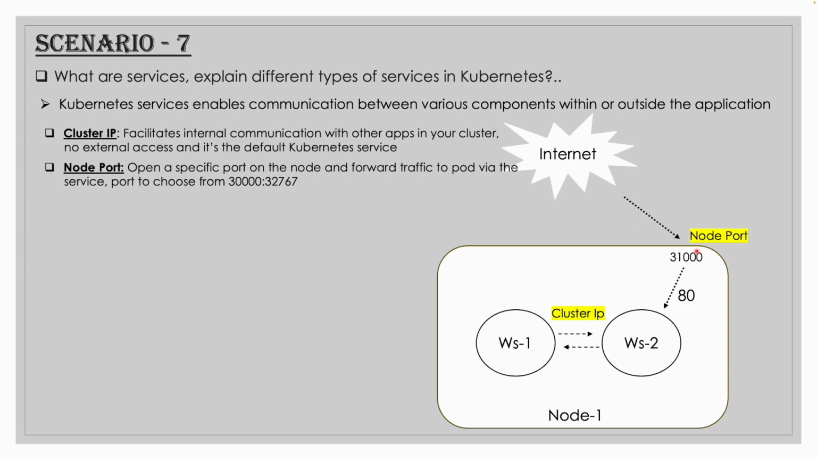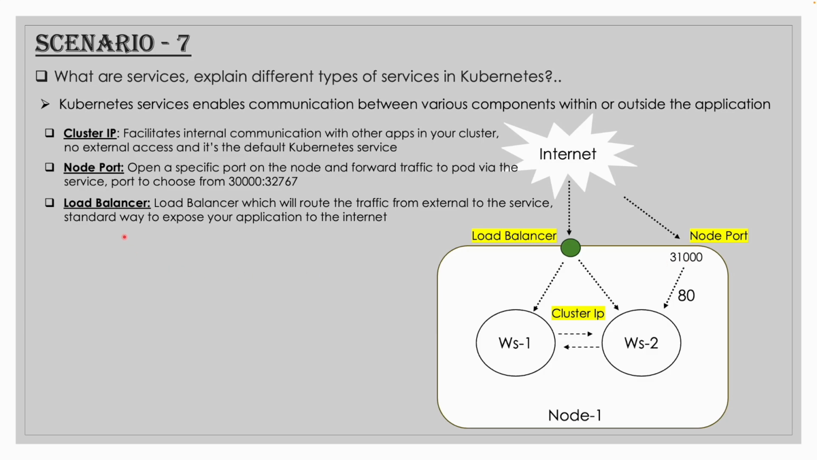One more example I'll give you for node port. Imagine there are node 1 and node 2. In node 1 you have your front-end web server, and in node 2 you have your back-end web server. And if you want to enable communication from your front-end application to your back-end, over there also you can use this node port option.